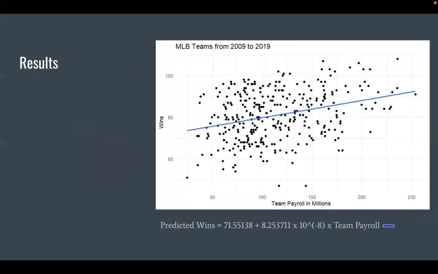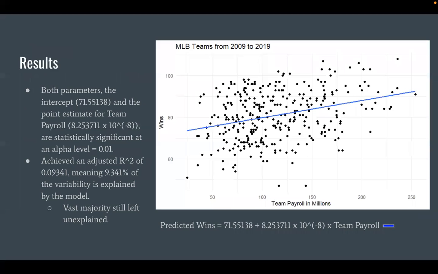Here are the results from the simple linear regression. We have the equation below, where predicted wins equals 71.55138 plus 8.253711 times 10 to the negative 8 times team payroll. This equation is plotted over a scatter plot of wins versus team payrolls in this graph. Both parameters, the intercept and the point estimate for team payroll, are statistically significant at alpha level equals 0.1. Basically this means there's a significant statistical relationship between wins and team payroll.